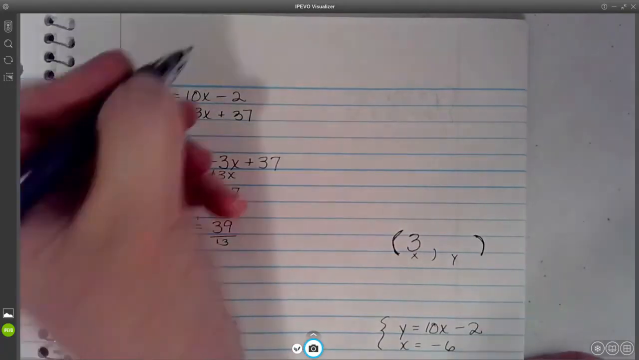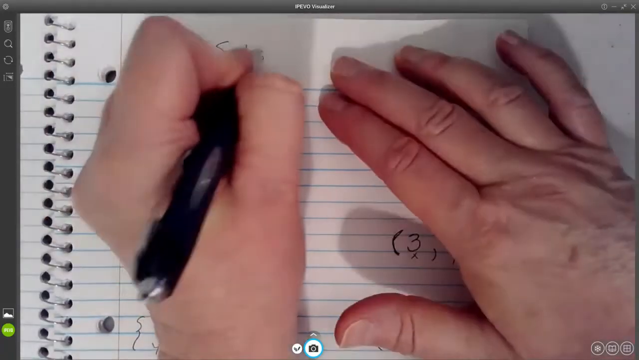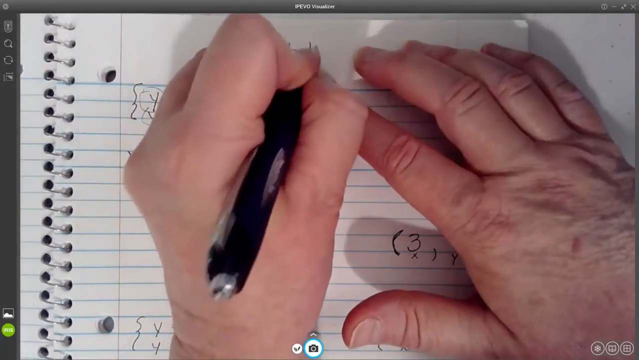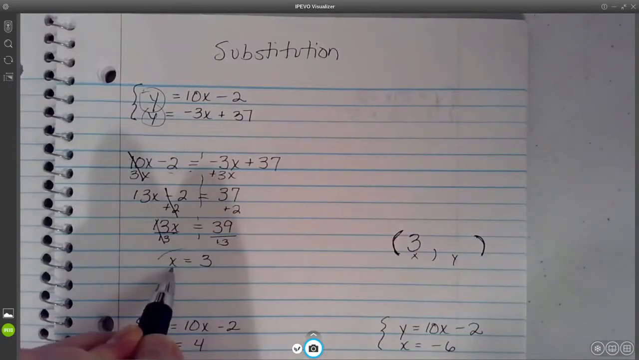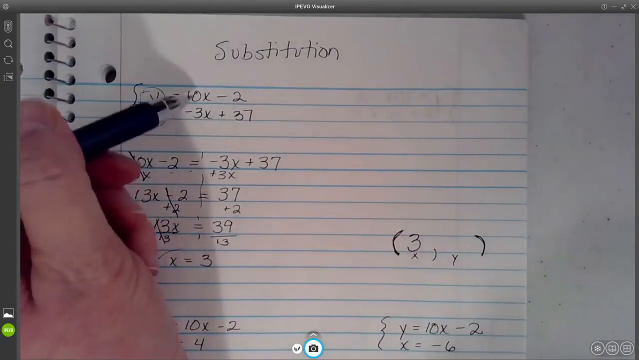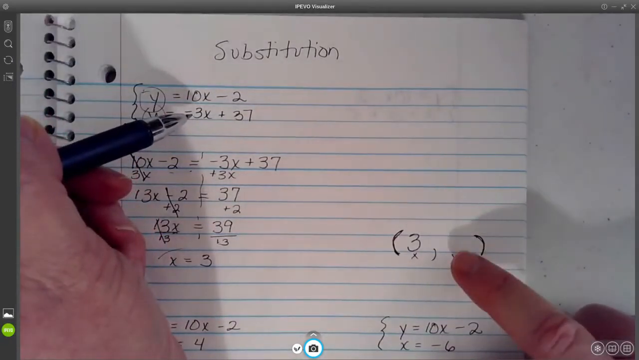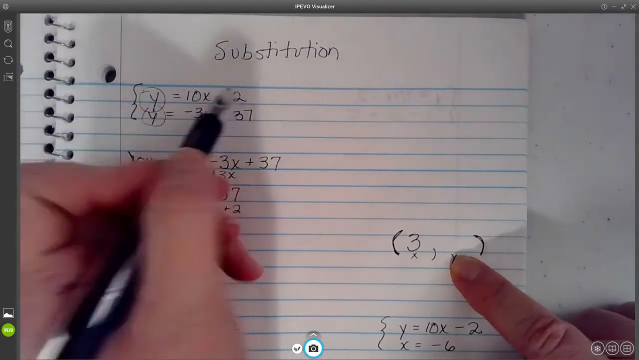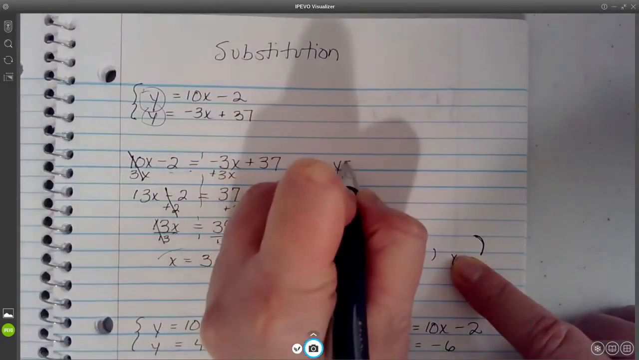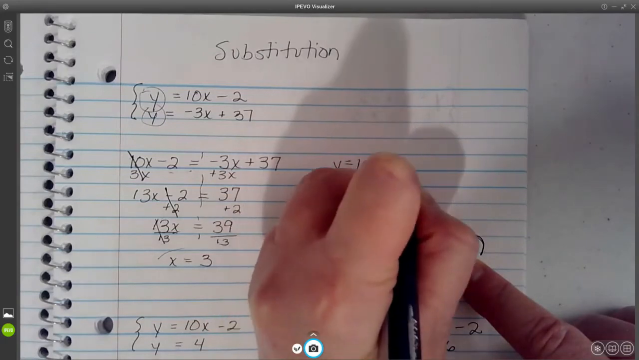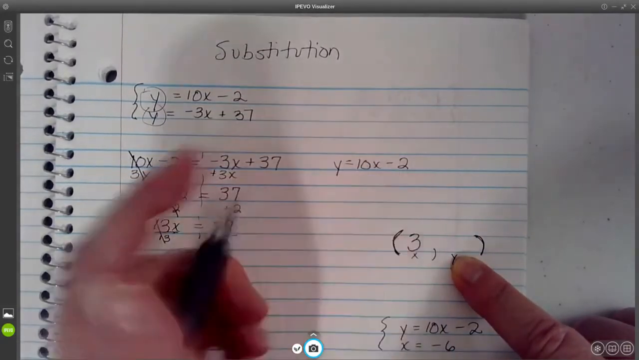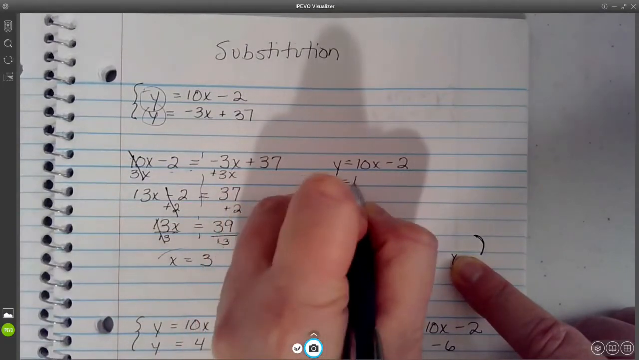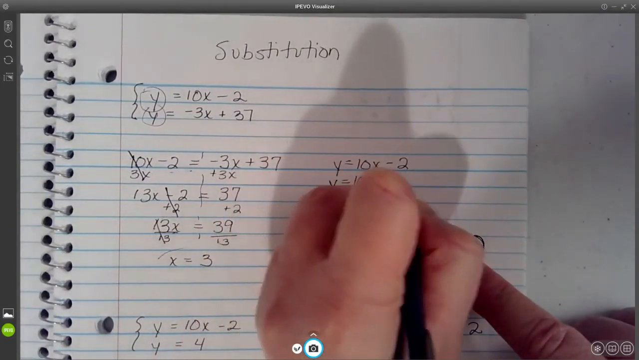The name of the game that you've been working on this week is substitution. That is the name of the game. So we're going to do substitution with this x equals 3 back into either one of these problems to get our y answer. So I'm going to take the top one just because it's easiest to take the top one. And I'm going to put my x equals 3 right in the place of that x. So y equals 10 times 3 minus 2.